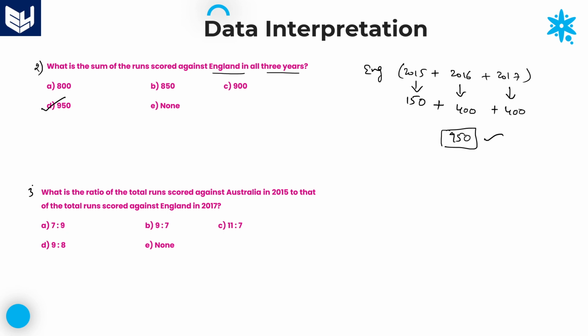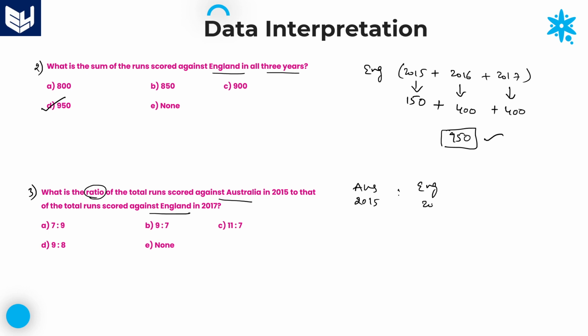Let us look at the third question. Here is the third question. What is the ratio of, here we need to calculate the ratio. Ratio of what? Total runs scored against Australia in 2015 to the total runs scored against England in 2017.